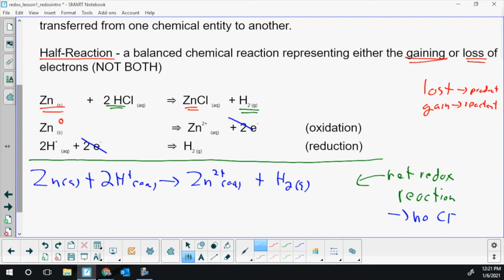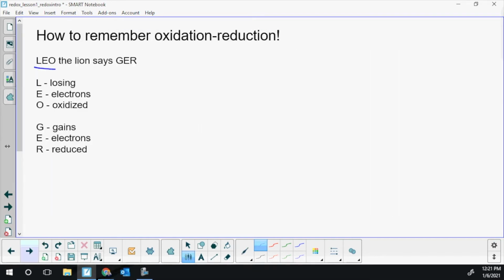Next is a mnemonic. How are you going to remember this oxidation reduction? You just need to remember that Leo the lion says grr, and you'll be fine. So Leo helps me remember the oxidation part. Grr, gaining electrons reduced. That helps me keep track that reduction is the gaining part. Oxidation is the losing. Now, with lots of practice, you'll stop maybe saying Leo and grr. I'm going to write Leo and grr all through my notes as a reminder for you. Okay? It's not something you have to know. It's not something you have to memorize. It's just a mnemonic. Okay?